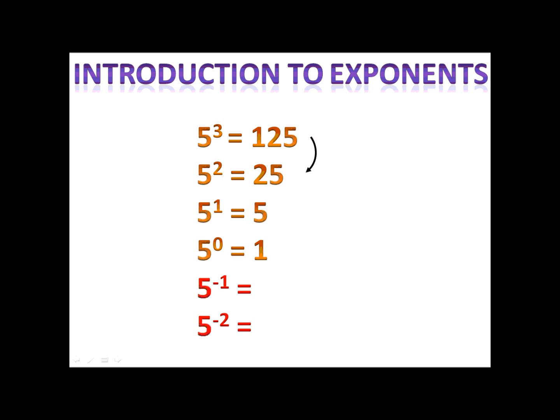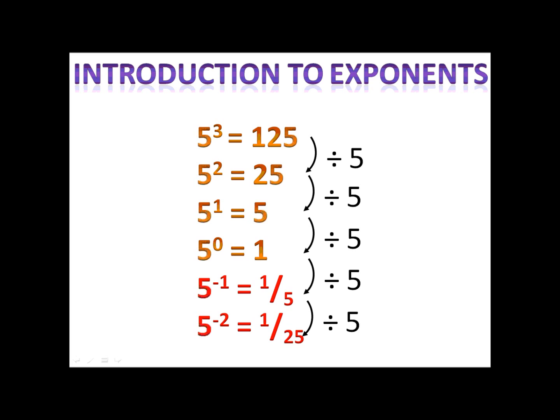Going down the list, from 125 to 25 is dividing by 5. 25 to 5 is again dividing by 5. And to go from 5 to 1, we again divide by 5. That means to go to our negative exponents, we take 1 and divide it by 5, giving us 1 over 5. Divide by 5 again, and we end up with 1 over 25. Really, all a negative exponent means is that something is going to move.